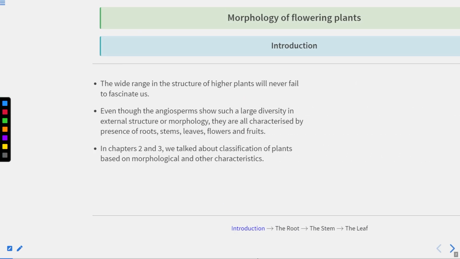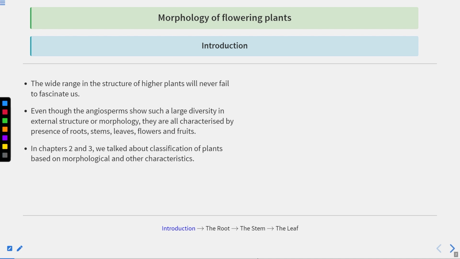So in today's session, we are going to study the different morphological features of a plant. Okay, so in that respect, there is an introduction, that is, what is the meaning of the morphology of flowering plants. So let us see that.